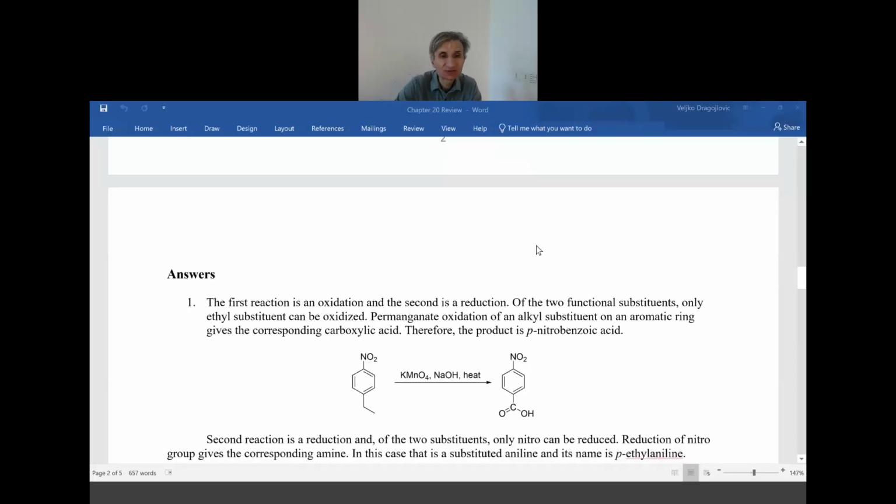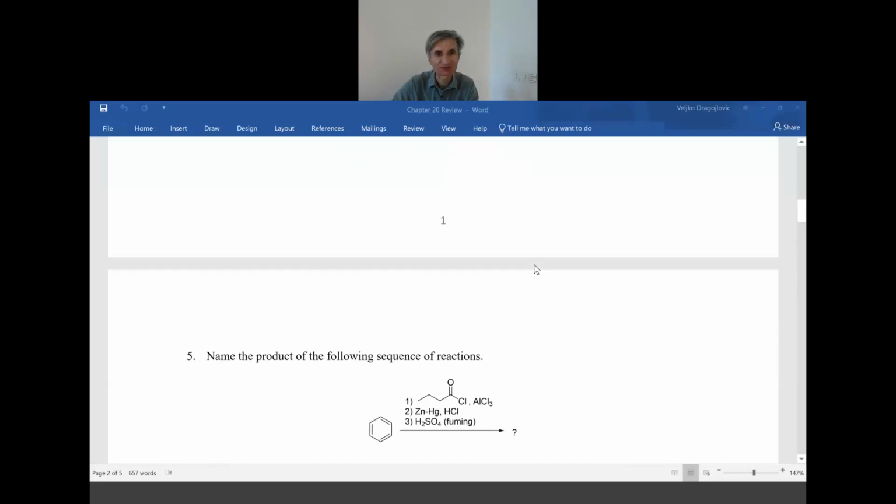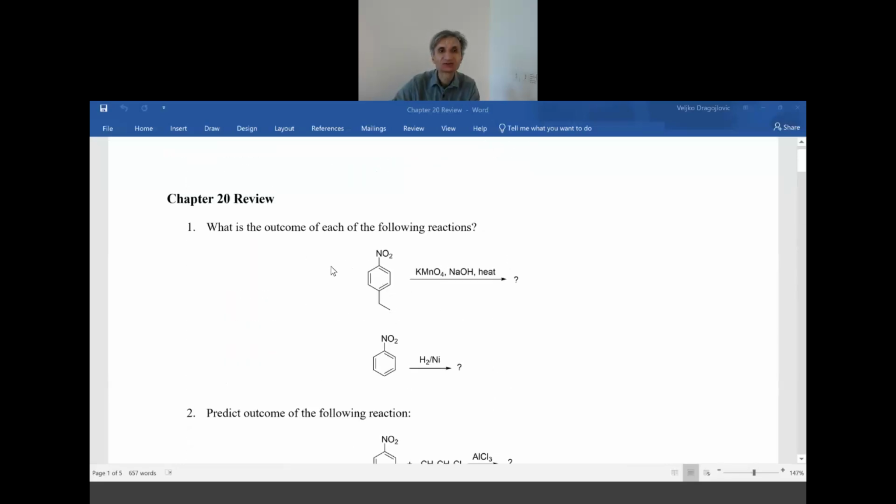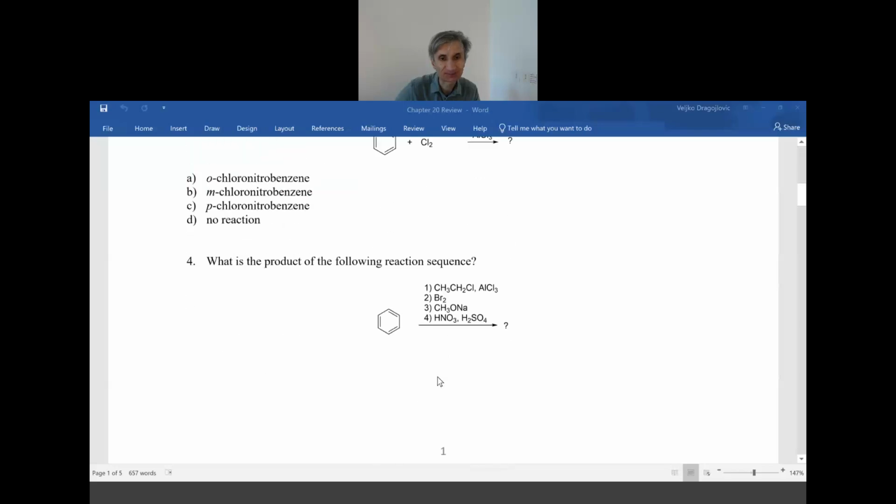So I'm going to scroll and then go over. Okay, actually number 1 is not repeated, I can see. I missed that. What is the outcome of each of the following reactions? Here we have para-ethyl nitrobenzene, and we have 2 reactions. One reaction is with permanganate, and the other one is hydrogen in presence of nickel. We should consider each reaction separately, those are 2 different separate reactions. And actually I just noticed ethyl group is missing in the second compound. There should have been ethyl group here. So I will have to fix that and post it again.